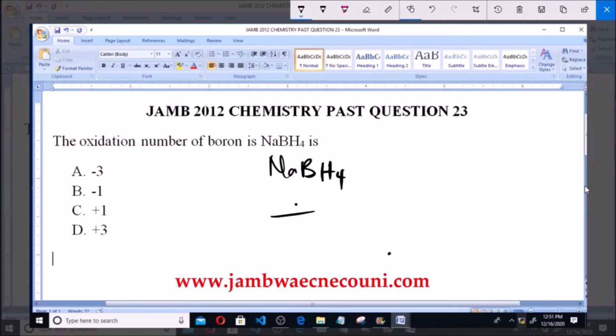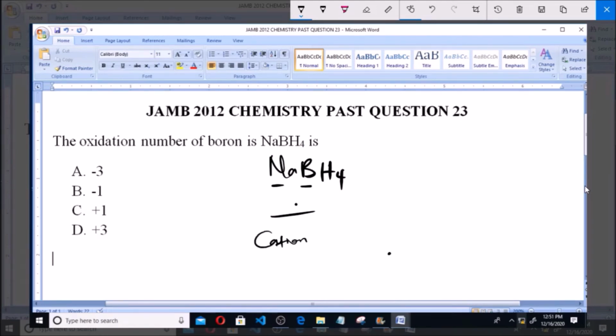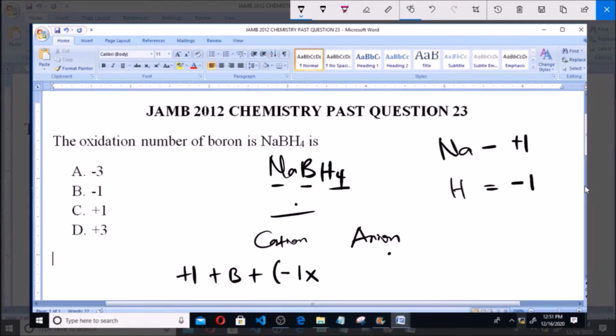Now, looking at this compound, sodium and boron act as cations, while the hydrogen acts as an anion. The oxidation number of sodium is plus 1, and in this compound, the oxidation number of hydrogen is assumed to be minus 1. So we equate this to 0. We have the oxidation number of sodium, which is plus 1, plus boron, which is what we're looking for, plus that of hydrogen, which is minus 1, times 4, equal to 0. So we have plus 1 plus B minus 4 is equal to 0.